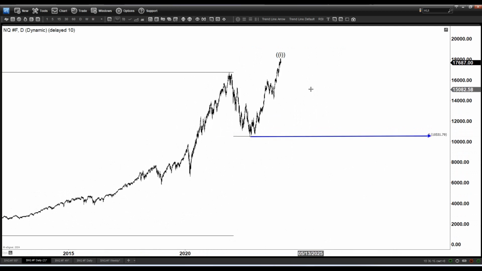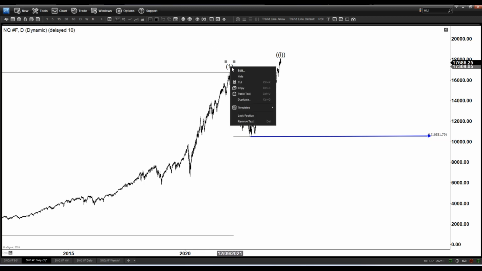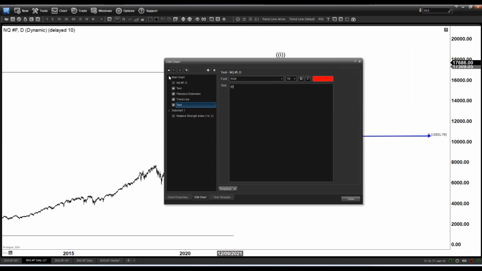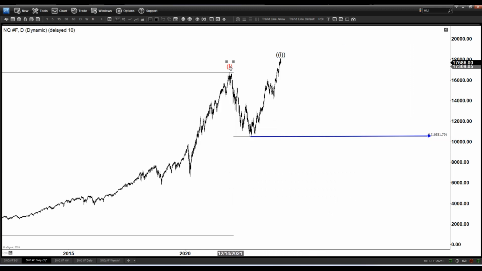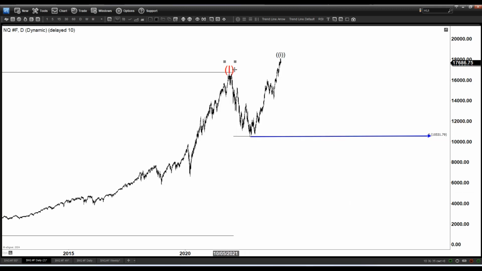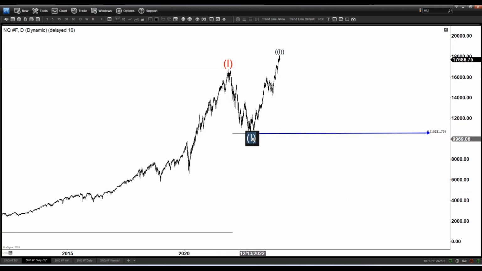Now let's just put some labeling. Because this is a very long term time frame, let's call this 1 and 2 in the cycle degree, which is one of the highest degrees in Elliott. Let me put it in a bigger font. All right, so let's say this is 1 and 2 cycle degree. Now we are starting a major cycle degree 3. Now up from this 2, which is the bullish level, right? This is your 2022 low here.